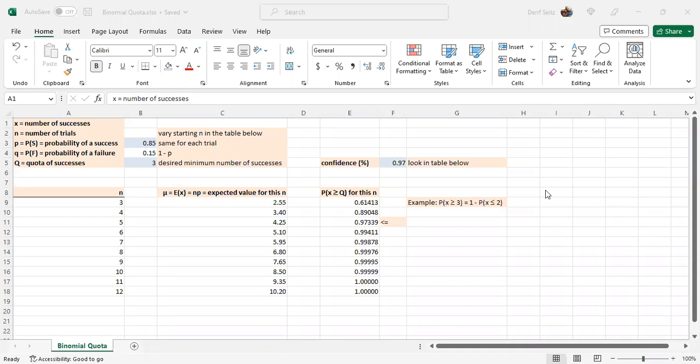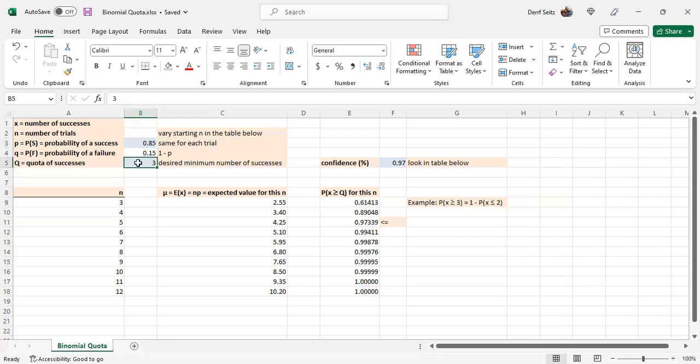This video shows how to calculate a binomial distribution quota using Microsoft Excel. In this spreadsheet, there are 3 blue cells where you have to enter information. First, the probability of a success on any of the n trials. For this example, it's 85% entered as a decimal.